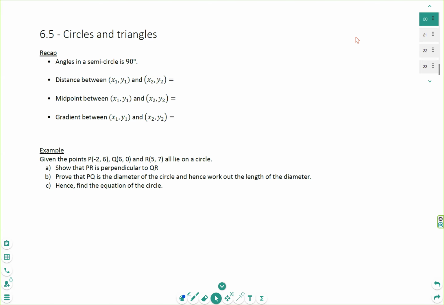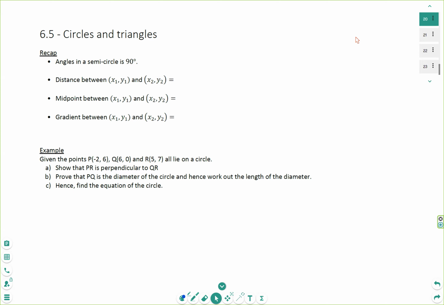This lesson, no nonsense, no waffles, just the good stuff: circles and triangles. Welcome to Pure 1, Chapter 6.5 about circles and triangles. This will be the last subchapter of the circle chapter, and also the last lesson of this series on geometry, with chapter 4 about transformation of graphs, chapter 5 about straight lines, and chapter 6 about circles.